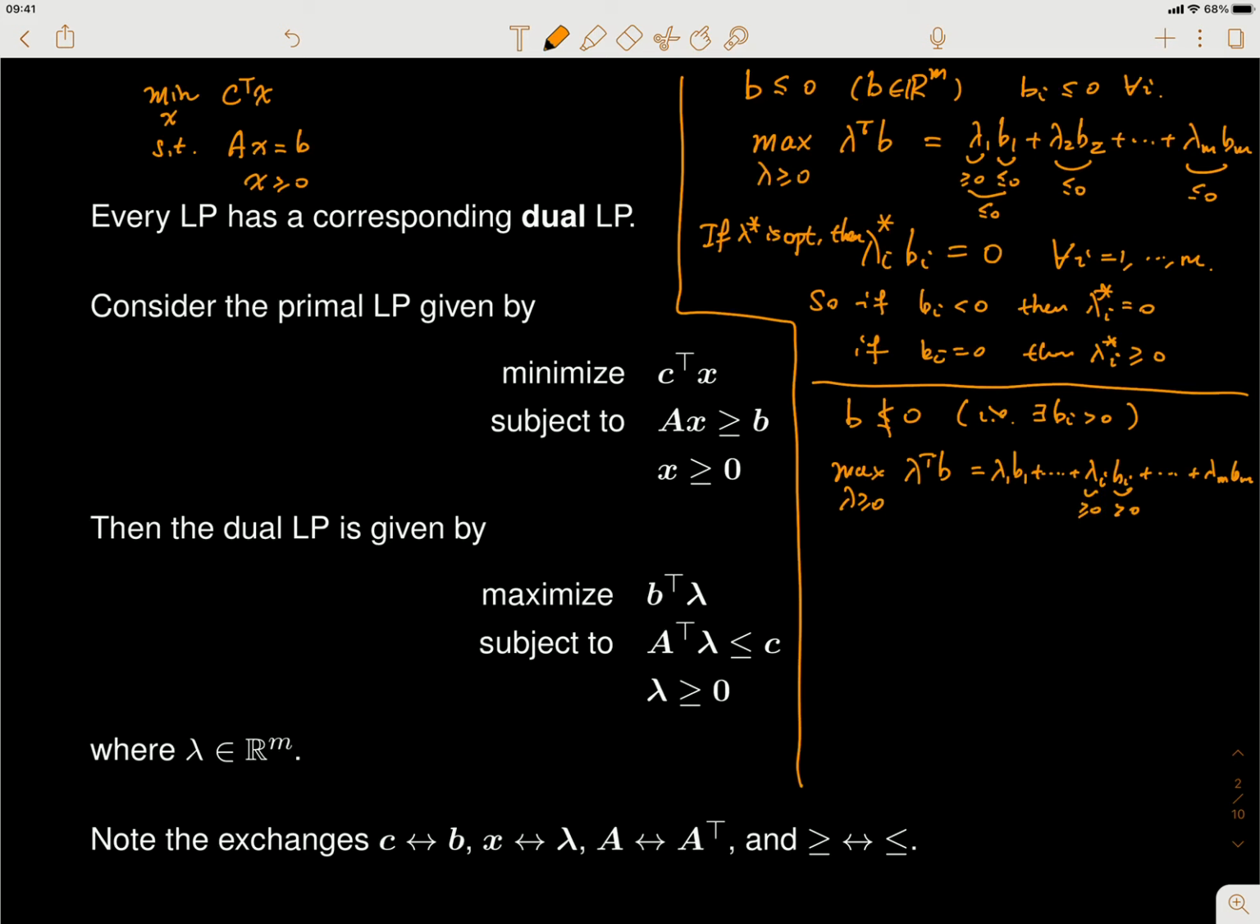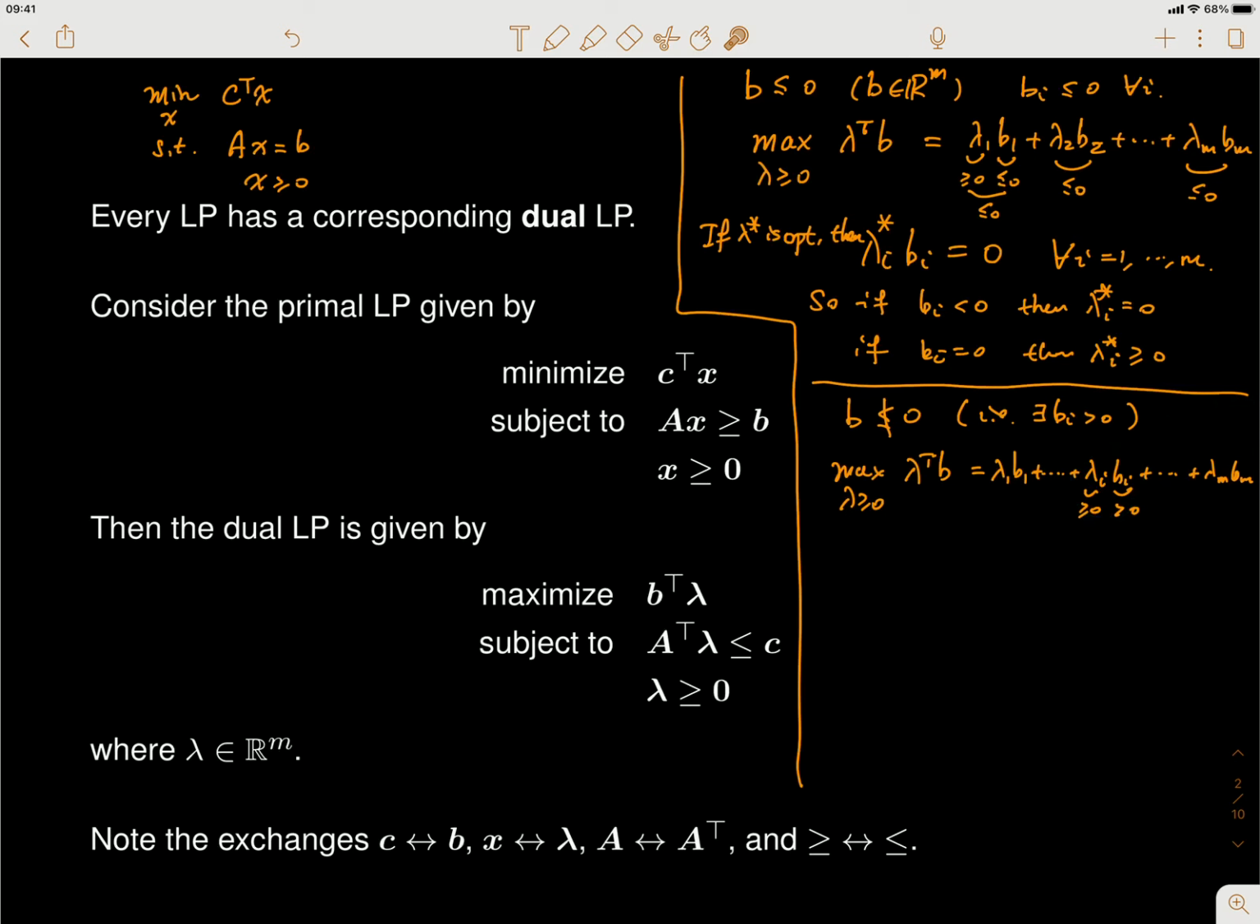So what we can do is, I don't even need to care about any lambda j for j not equal to i. I don't care about any other terms because I just need to focus on this. Since b_i is positive, I can just make my lambda_i arbitrarily large and this will blow up. This will go to positive infinity, and that will maximize my objective function.